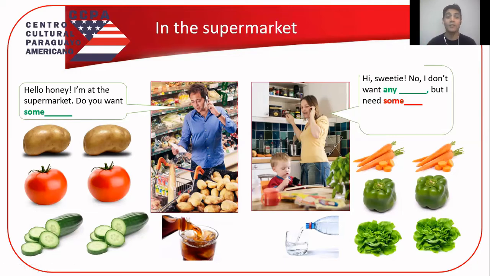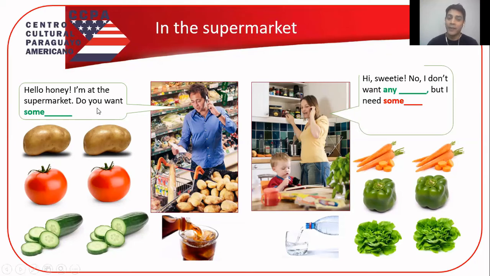Okay, good. So, do you want some? I don't want any. In negative, I don't want any. In affirmative, I need some. I want some. I have some. In negative, I don't want any. I don't need any. I don't have any. Good. Okay. This is how you need to practice.